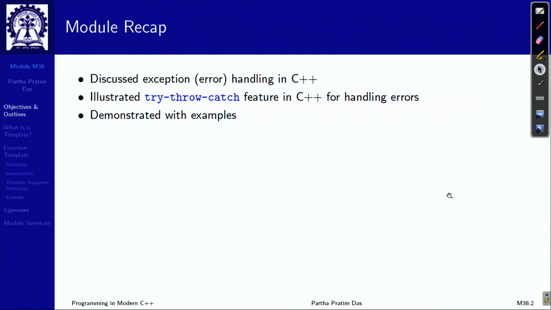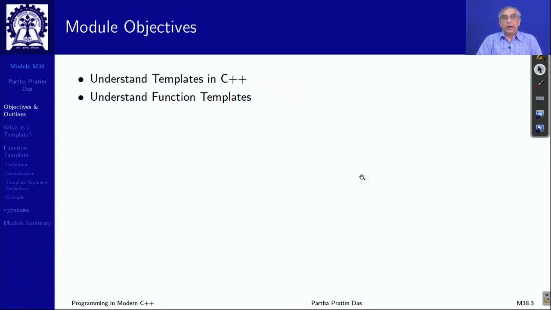In the last module, we concluded discussions on exception handling in C++, the use of try, throw, catch, which is a very, very important feature and you must practice it a lot. In this module, I start a two-part discussion on generic programming or meta programming feature of C++.